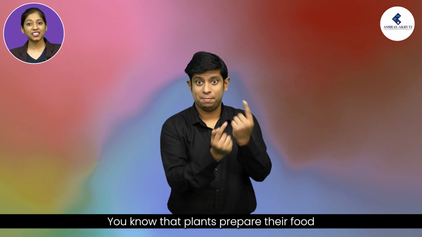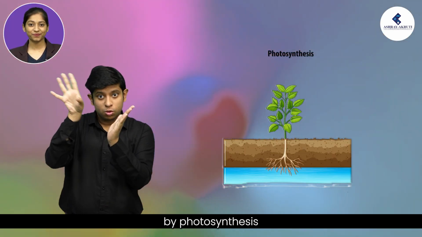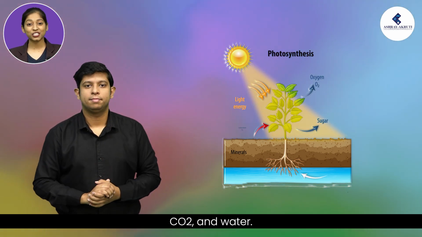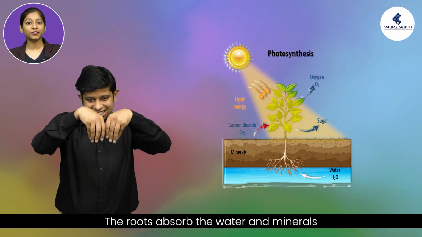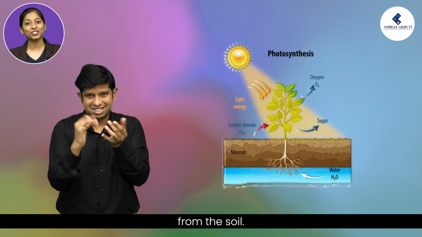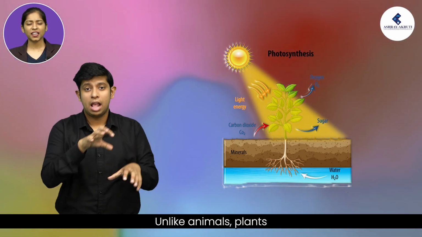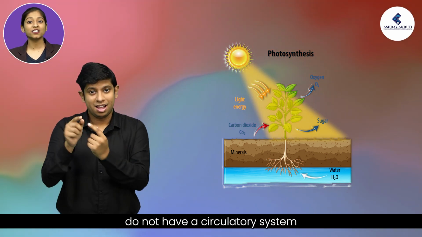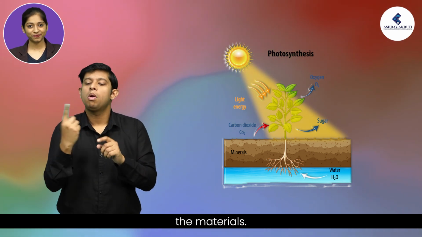Hello children! You know that plants prepare their food by photosynthesis, using sunlight, CO2 and water. The roots absorb the water and minerals from the soil. Unlike animals, plants do not have a circulatory system to transport the materials.